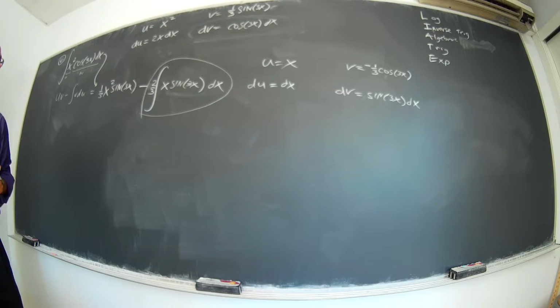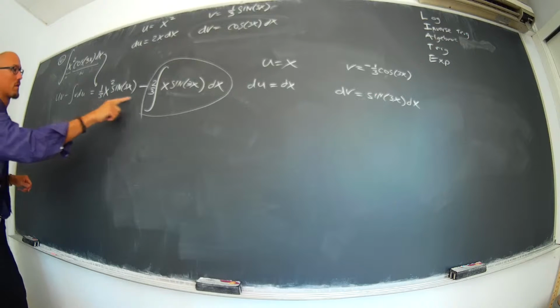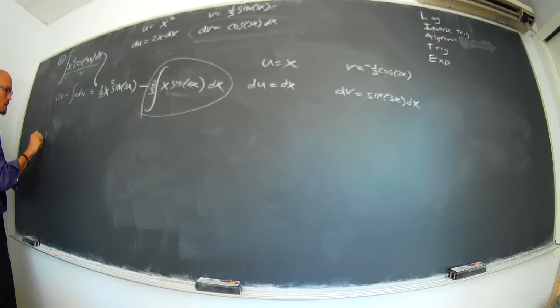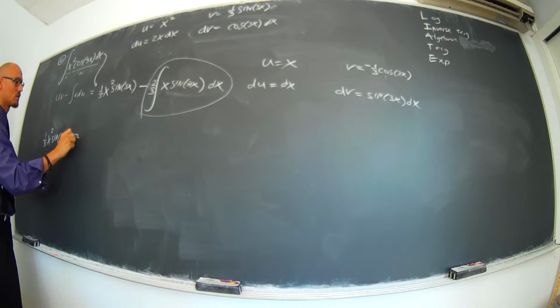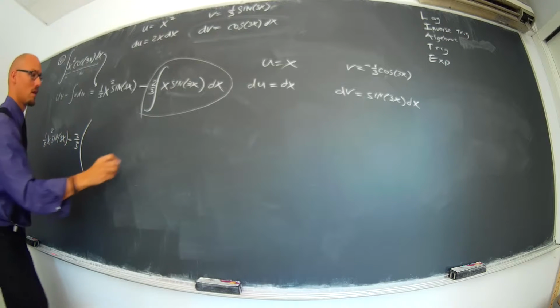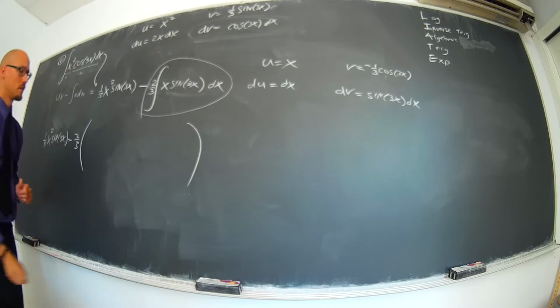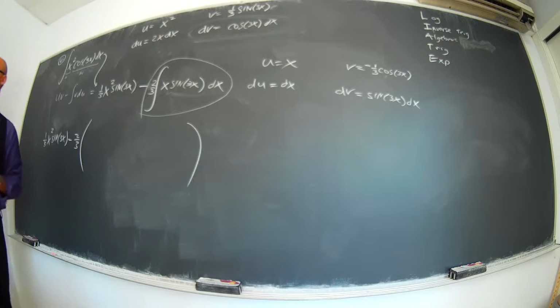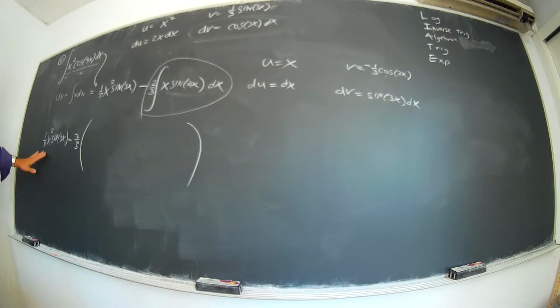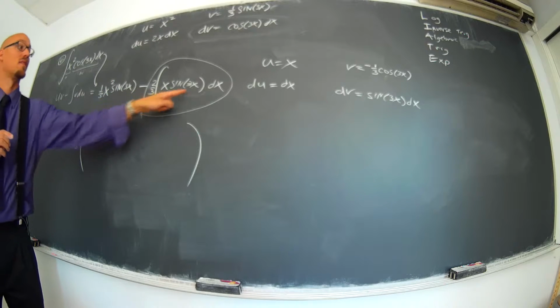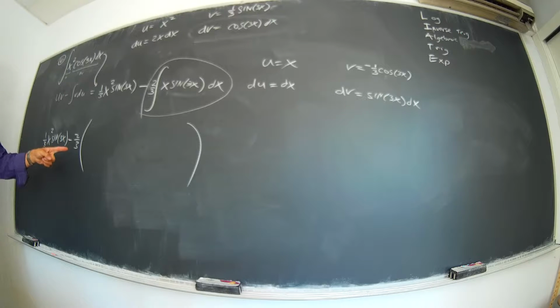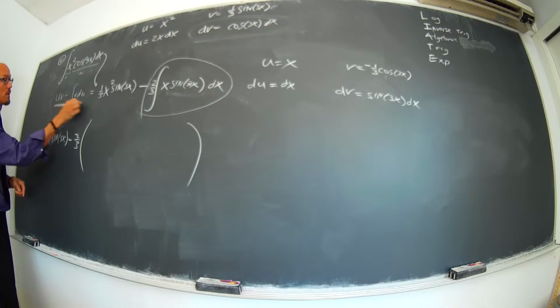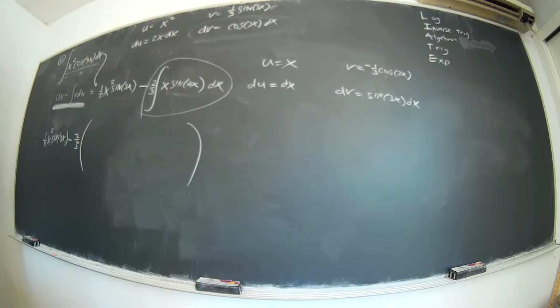I'm running out of space. So now I'm going to rewrite this because this is part of our solution: 1/3 x squared sine of 3x minus 2/3 times the solution I'm about to come up with, another integration by parts. I'm just bringing the answer I already found, minus 2/3 times the thing we're trying to solve still. And the thing we're trying to solve is going to be another one of these, a uv minus integral of v du.